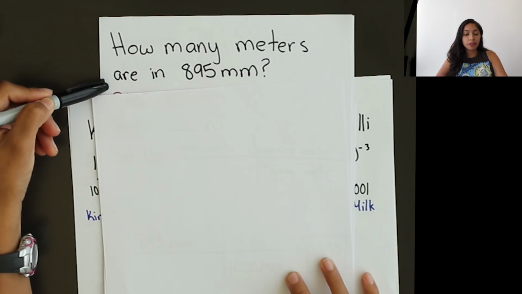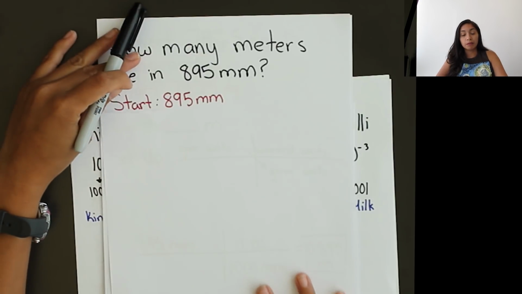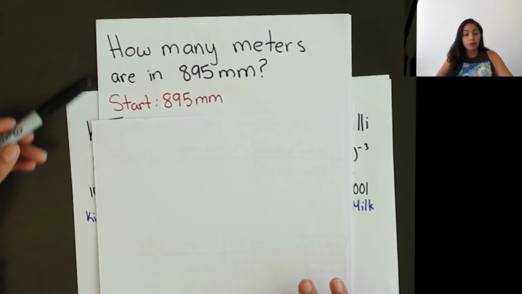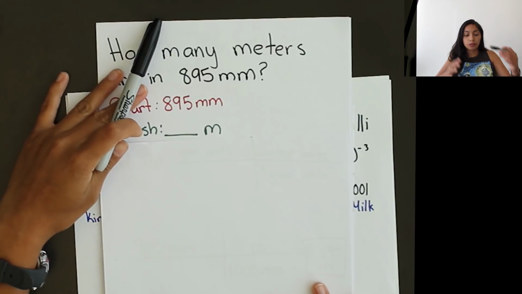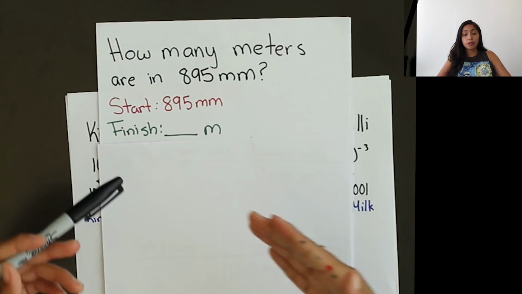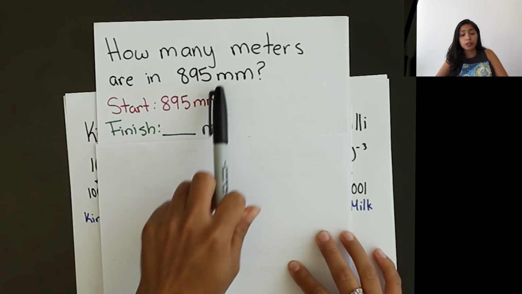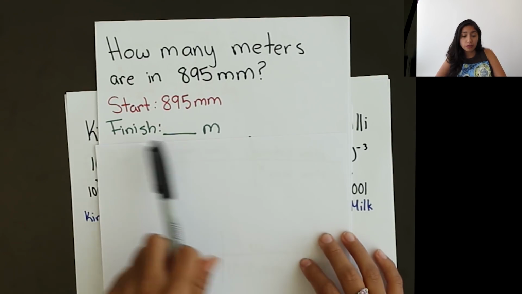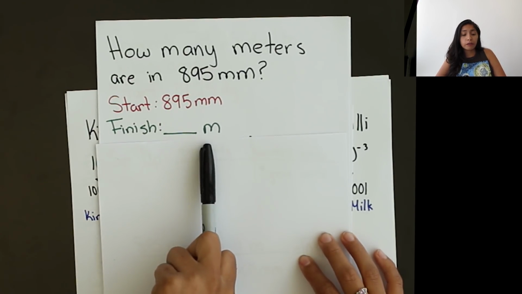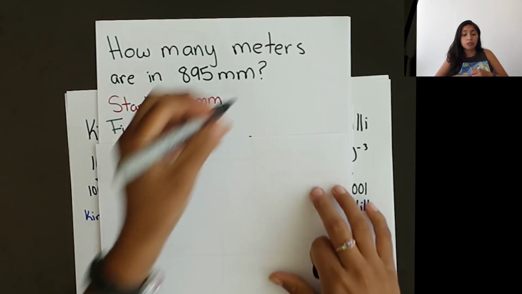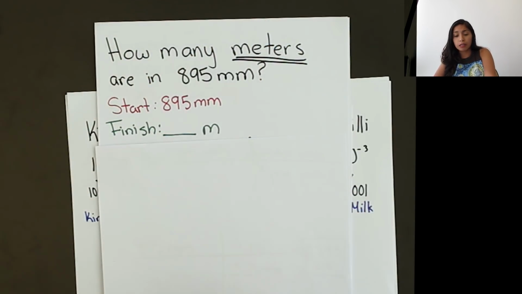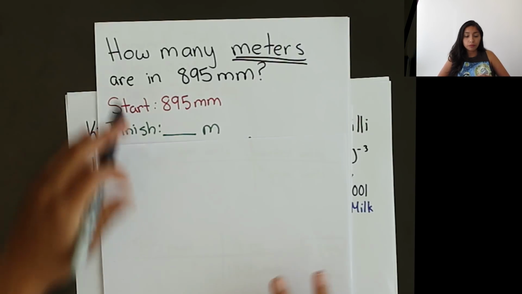How many meters are in 895 millimeters? The first thing you have to do is ask yourself, what am I starting with and what am I going to finish with? So we're starting with 895 millimeters. That's the question. And we have to finish with meters because the question is saying how many meters.